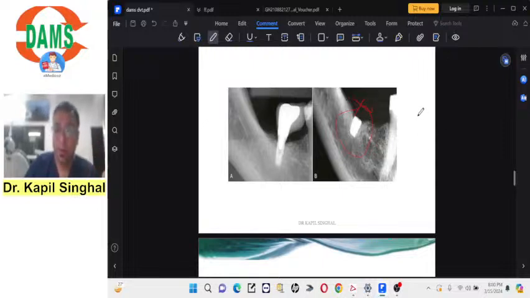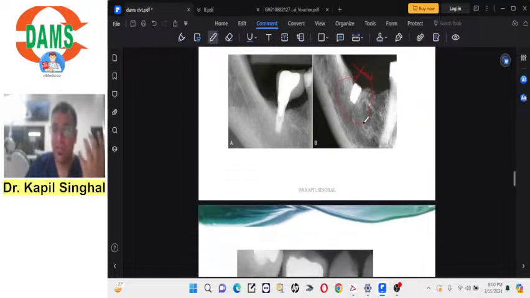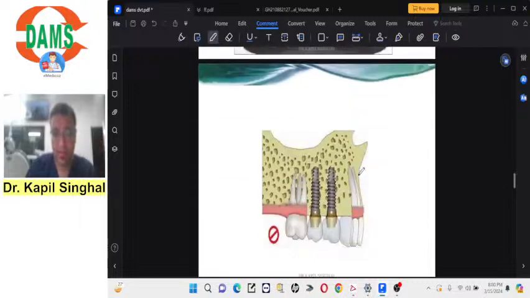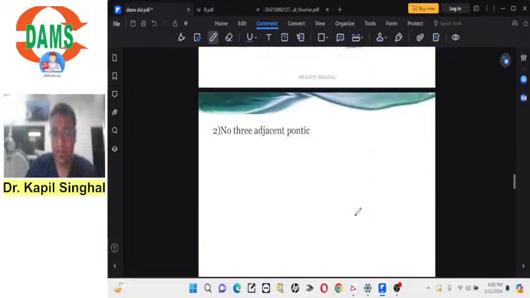Biomechanical complications. तो ये क्यों है? Because of cantilever. So cantilever should be avoided. Okay, no cantilevers. No cantilevers.